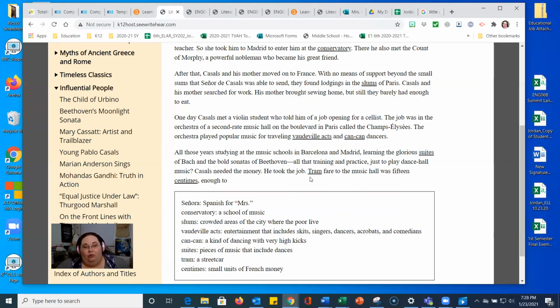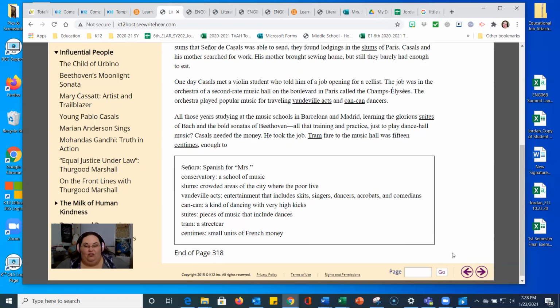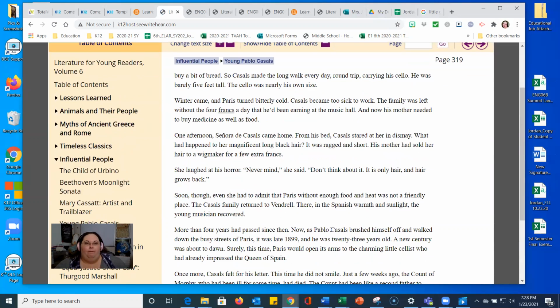Tram fare to the music hall was 15 centimes, enough to buy a bit of bread. Tram is a streetcar, kind of like a trolley. And centimes is a small unit of French money, kind of like a penny or something like that. So Casals made a long walk every day, round trip, carrying his cello. He was barely 5 feet tall. The cello was nearly his own size.